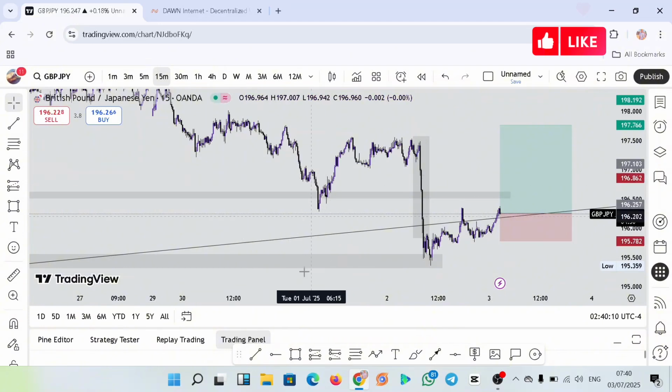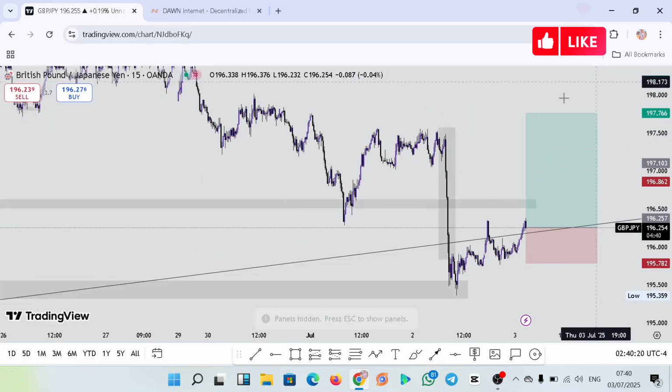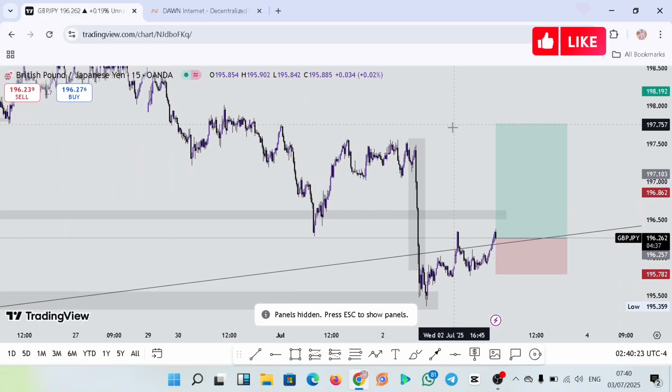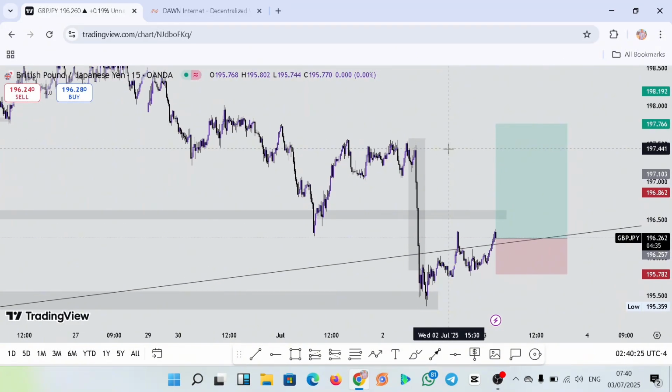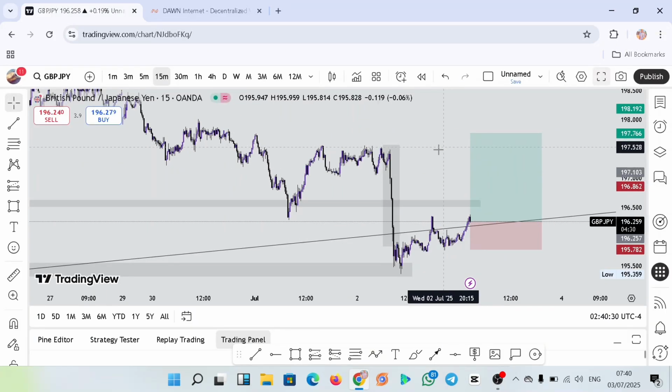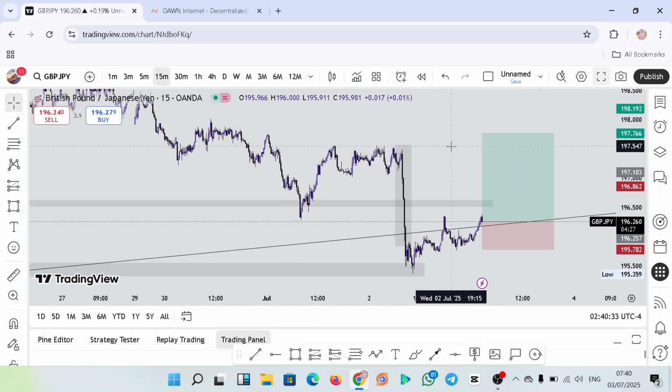As you can see, this imbalance was what made me enter this trade. So let's pay attention to it. Let's watch how it plays, and I'm going to add the video record or the screenshot of the trade I took with this. So pay attention to it, guys.